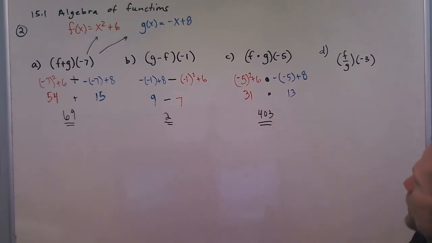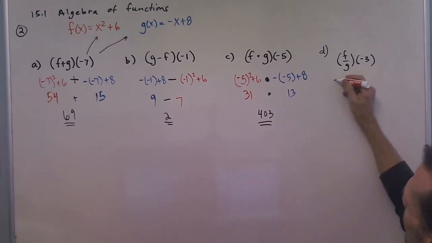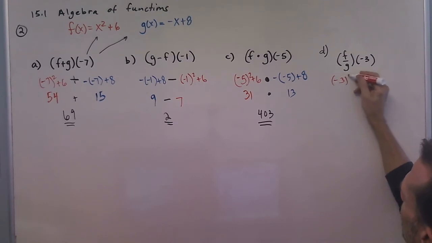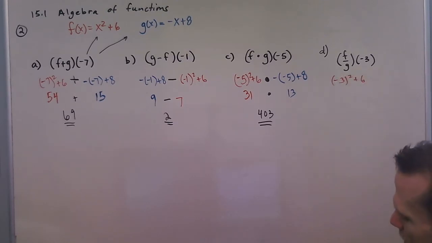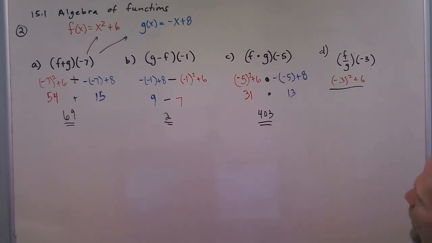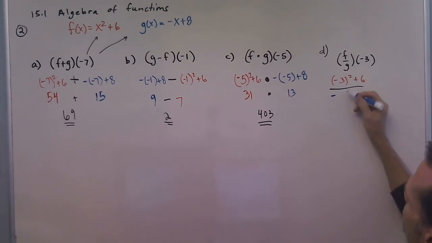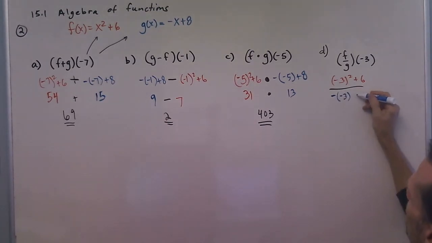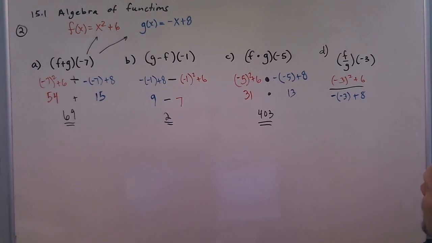Okay. And then this last one here, we're going to put -3 into the f function, so we get -3 squared plus 6 over -3 into the g function. We have -3 plus 8. On the top, or the numerator, we get 15. In the denominator, we get 11. And what you'll find out is that 15 over 11 cannot be reduced.